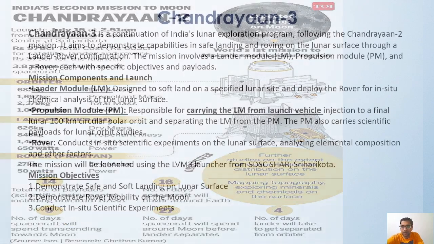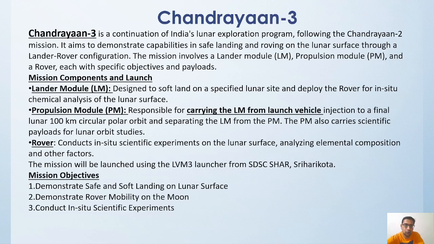And after the failure of the lander and rover, we again planned a mission called Chandrayaan 3. Chandrayaan 3 is being sent because we wanted to try again, and the main purpose this time is to do a soft landing on the moon. So again we have sent a lander and a rover along with it.